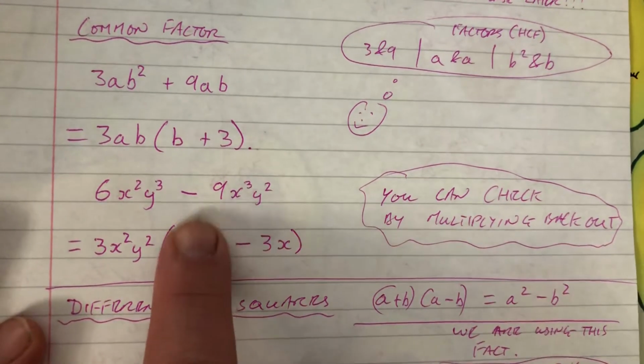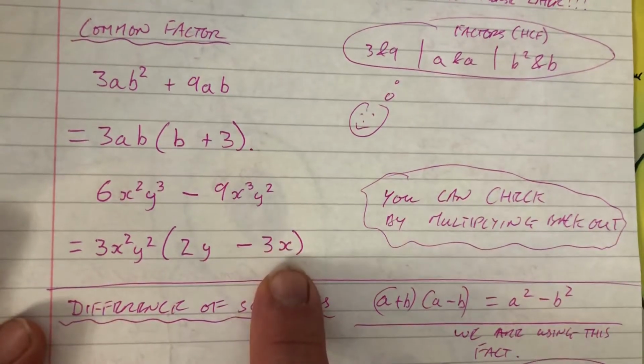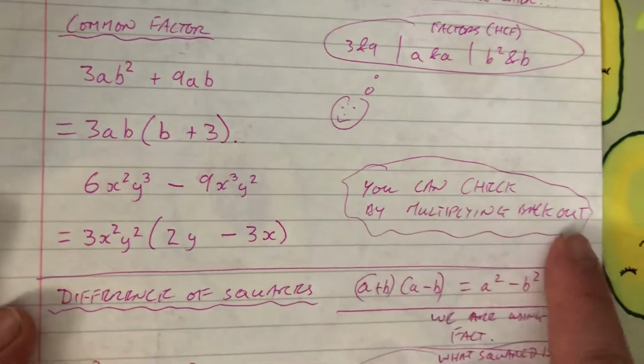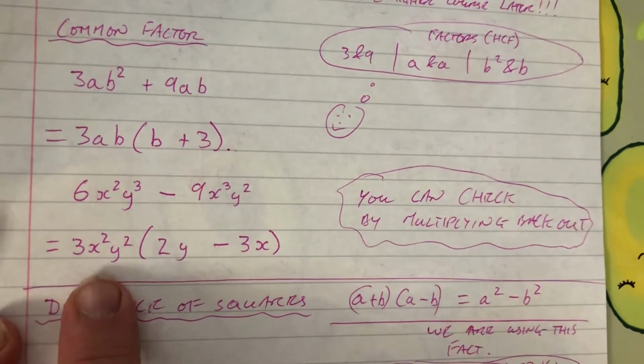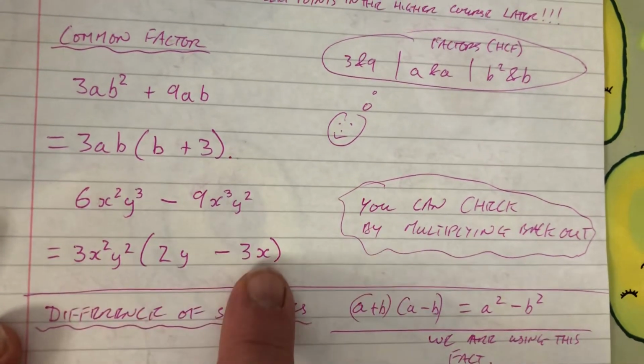So it's 2y. Here, 3 3s are 9. We pulled an x squared out, so we're left with an x. And we pulled the y squared out, so there isn't another y squared. You can check by multiplying back in. Is 3 2s are 6? And y times y cubed? Yes, it is. Is 3 3s are 9? And x times x squared is x cubed?